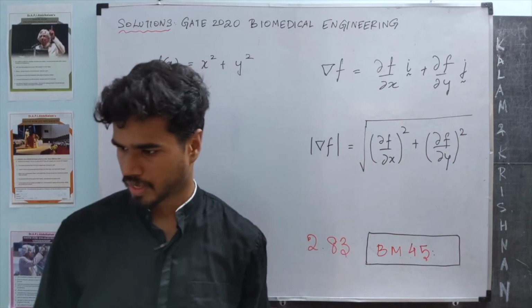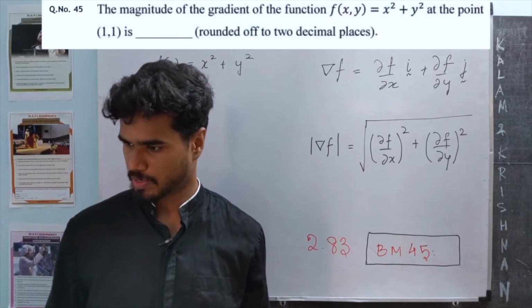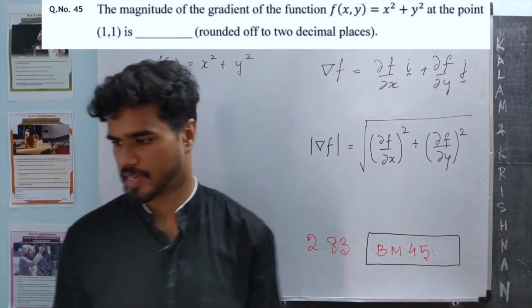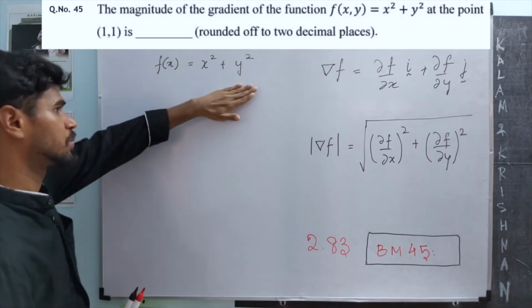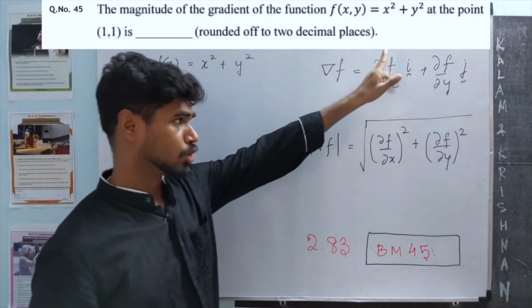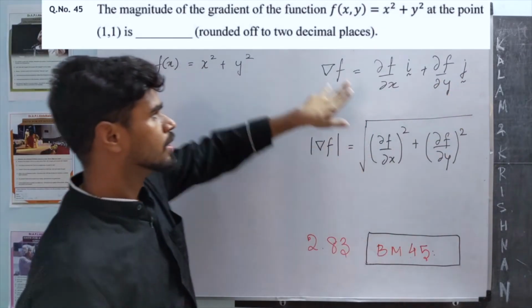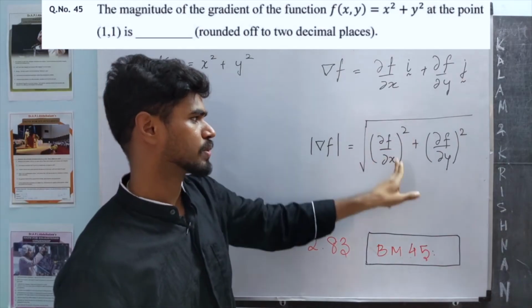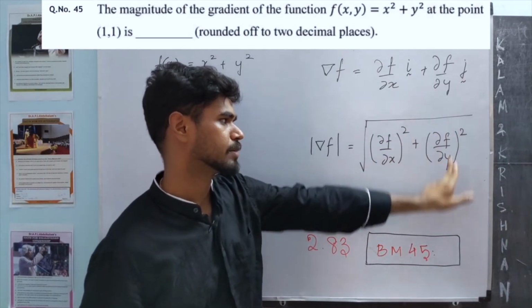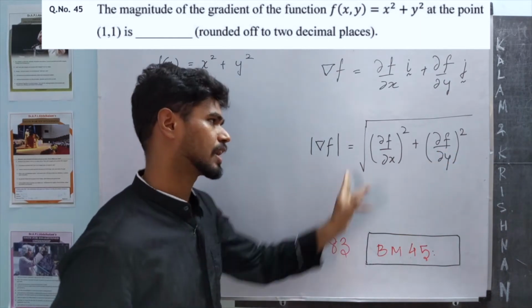45th question. The magnitude of the gradient of the function f of x comma y equals x square plus y square at the point 1 comma 1 is dash, rounded off to 2 decimal places. So we are given f is x square plus y square. We know gradient of f is dou f by dou x in the i direction plus dou f by dou y in the j direction. Magnitude of this is just square root of (dou f by dou x) whole square, the first term square, plus (dou f by dou y), the second term square.